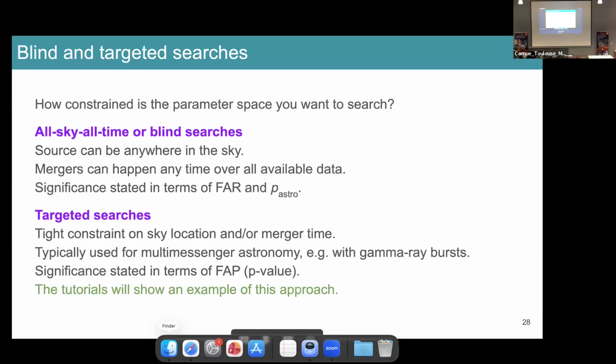We can also divide these approaches in all sky, all time, or blind, and targeted. So all sky and all time means essentially that you are looking for anything. You don't know when a signal will arrive. You don't know from which direction in the sky. You look for everything. And this is typically what goes into the catalog. And so you see the false alarm rate, you see p-astro. But if you have some information about an event, for example, because you see a gamma ray burst, you can do a targeted search that only looks at a particular direction in the sky and a particular window of time.